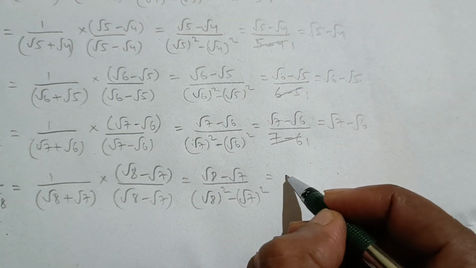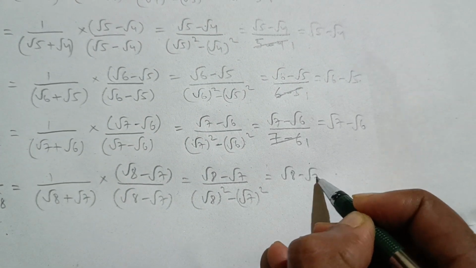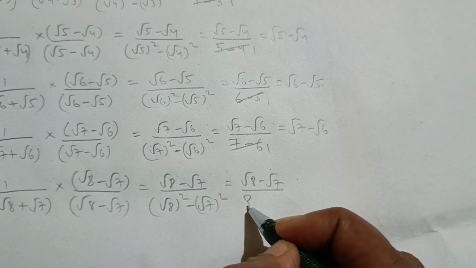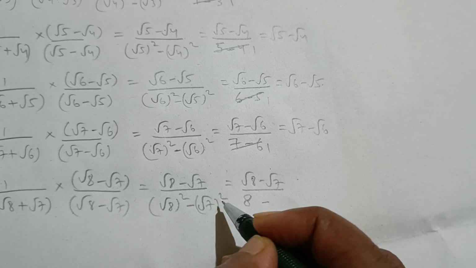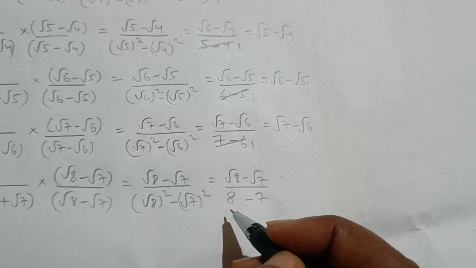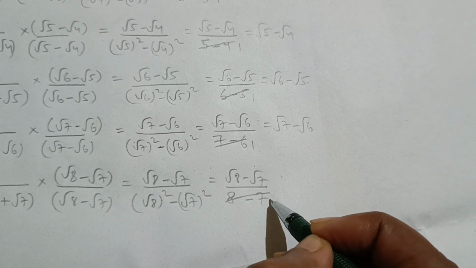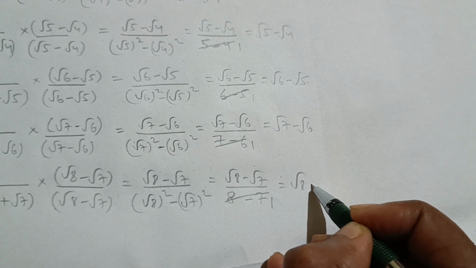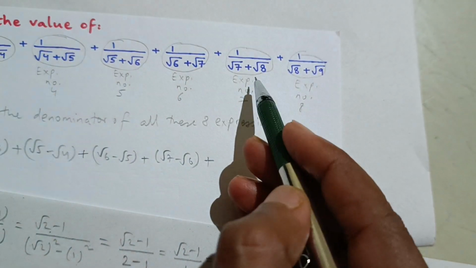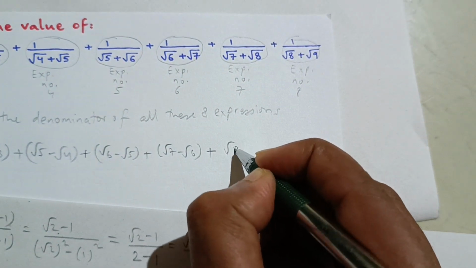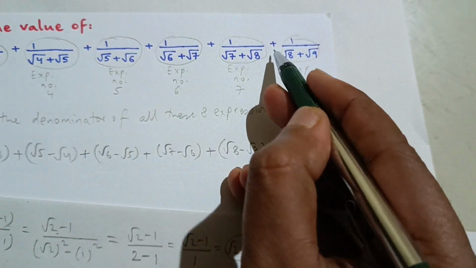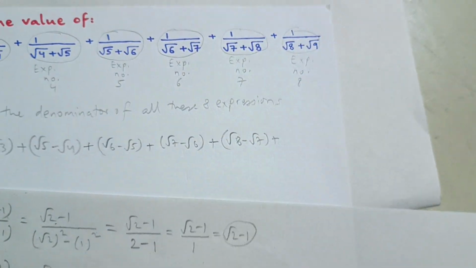So this will become, the numerator is square root of 8 minus square root of 7. The denominator will be square root of 8 whole square is 8, minus square root of 7 whole square is 7. So the denominator becomes 8 minus 7, which is 1. So the expression becomes square root of 8 minus square root of 7. Plus, and now the last expression, let us do this also.